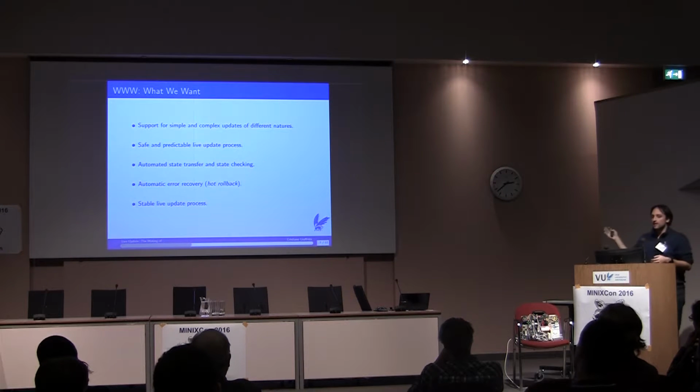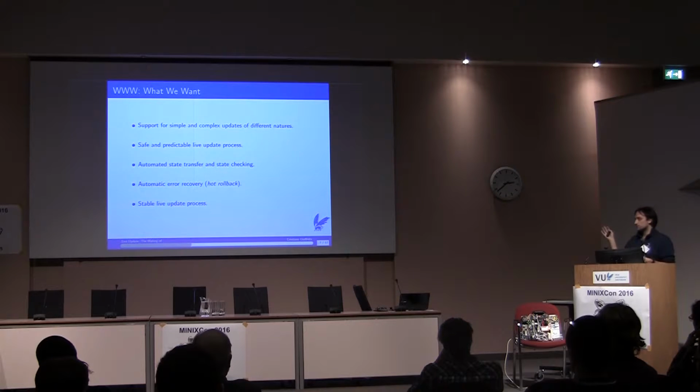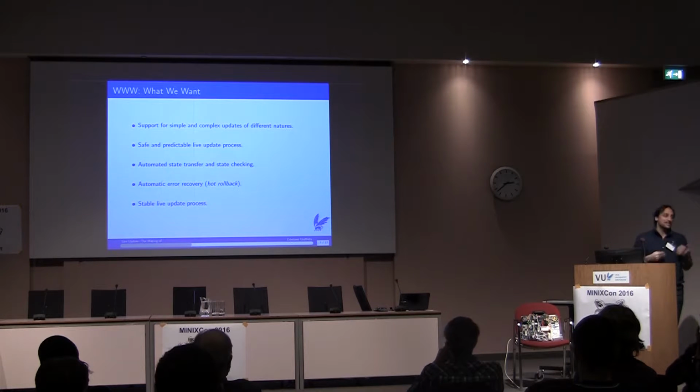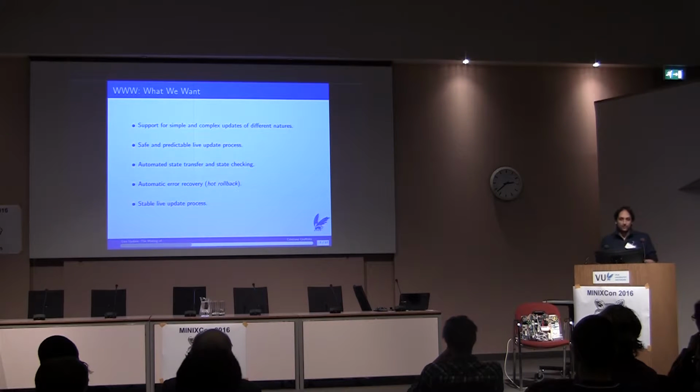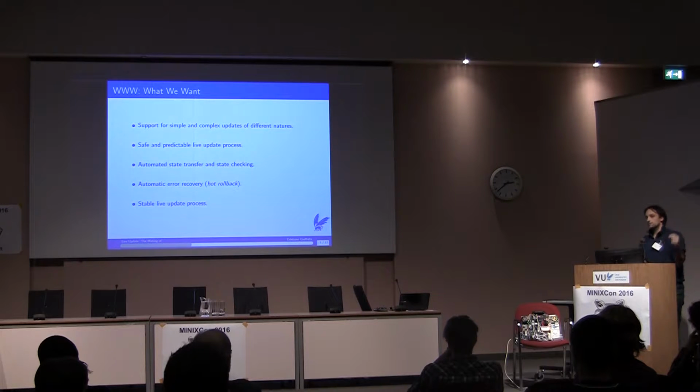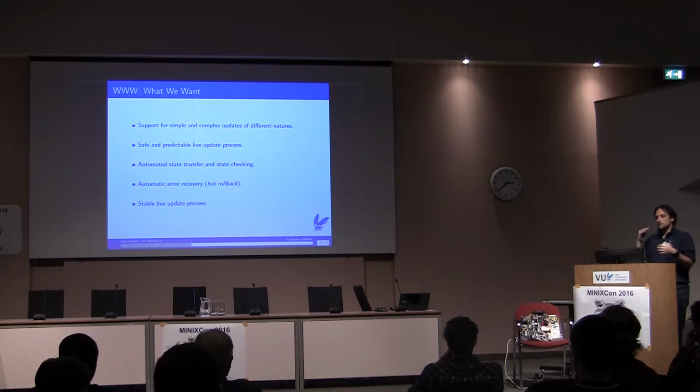Third, we would like to automate complex tasks, such as state transfer and also what we call state checking, the state for consistency at live update time, making sure that the live update process is as predictable as possible. Fourth, we would like to automate what we call hot rollback, essentially the ability to identify errors, to detect errors in our own live update or state transfer code.